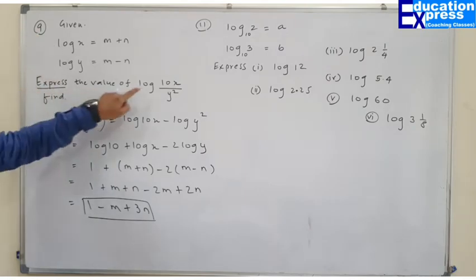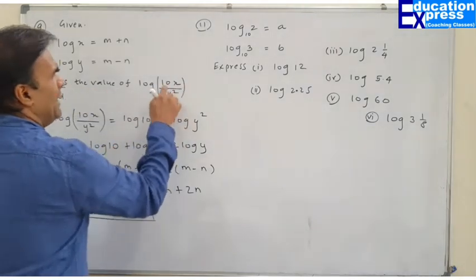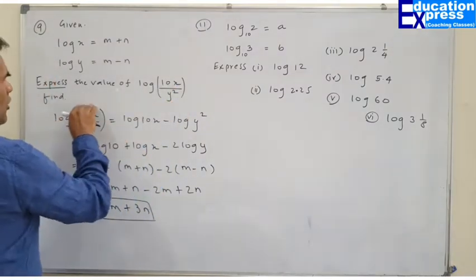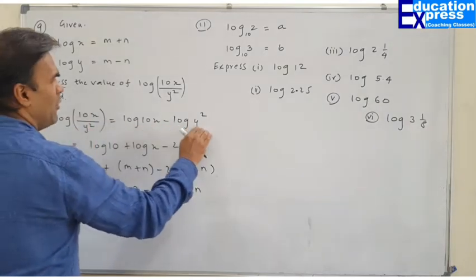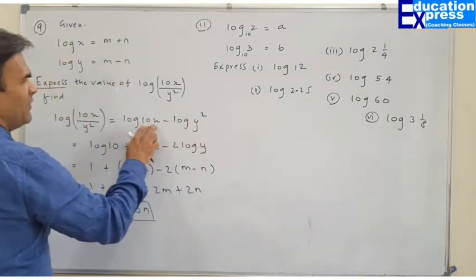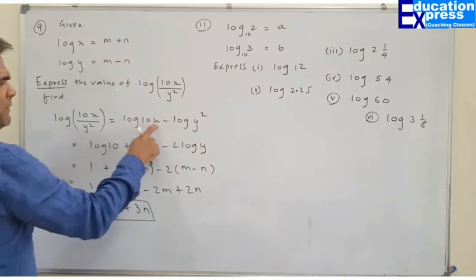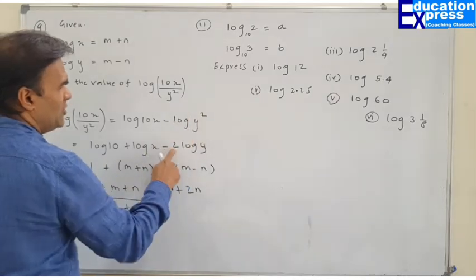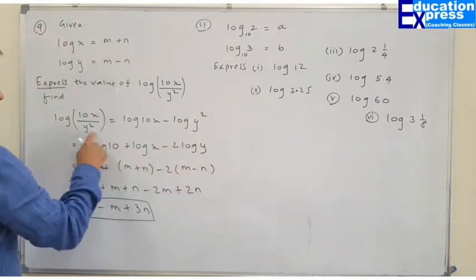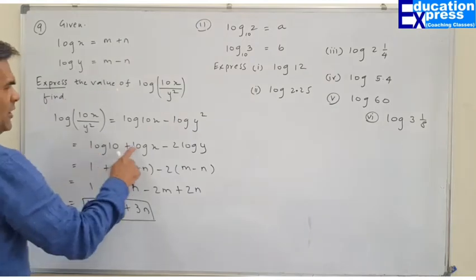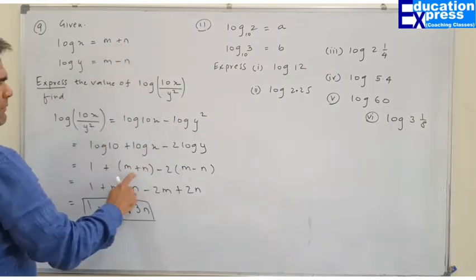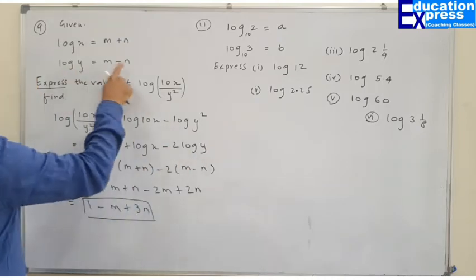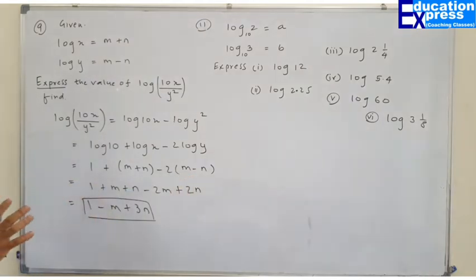They want us to find the value of log of 10x upon y square. Log of 10x upon y square can be written as log a upon b, so log a minus log b. Since this is 10x, I can further break this as log ab will be log a plus log b, minus 2 log y. In my next step, log 10 is 1, plus log x, value is already known to us, m plus n, minus 2 log y, value is already known to us, and we got the solution.